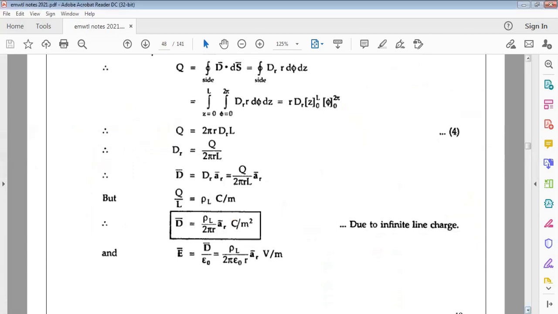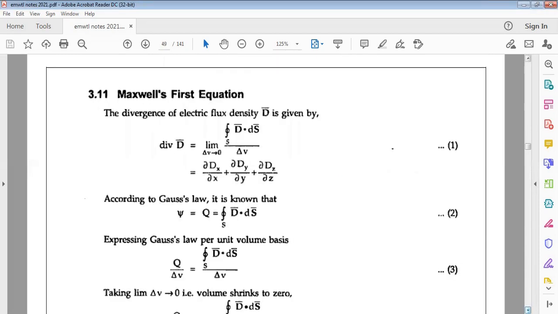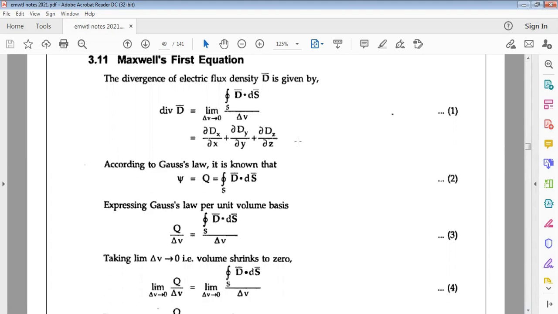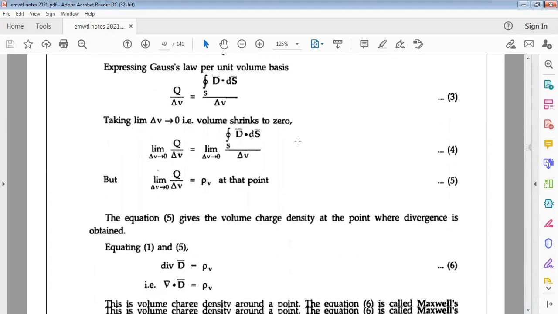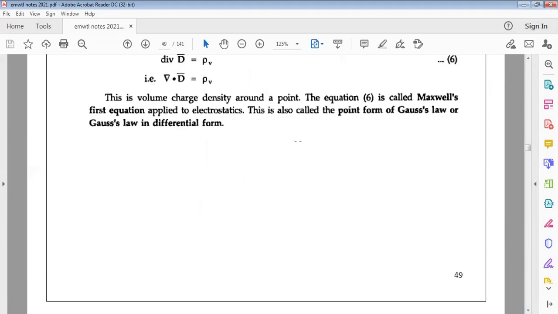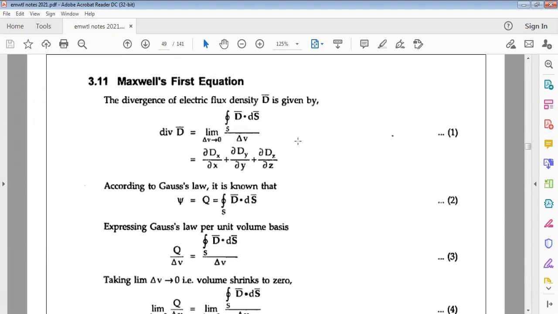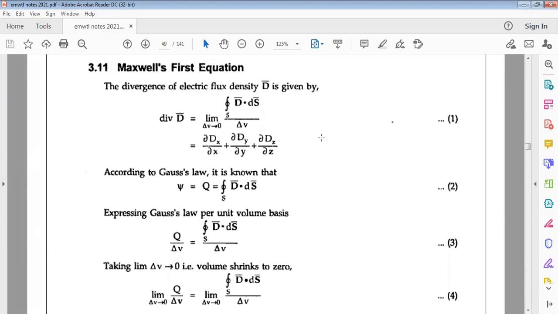Next, you go for, see, the electric field intensity, volts per meter. Now, the Maxwell's first equation. Before going to the Maxwell's equations, okay, you see these also. Without knowing these Maxwell's equations, we can't derive the Laplace and the Poisson equations. Okay, you can see this.